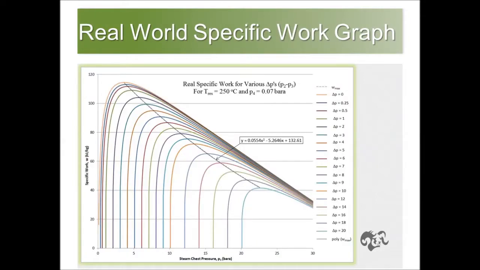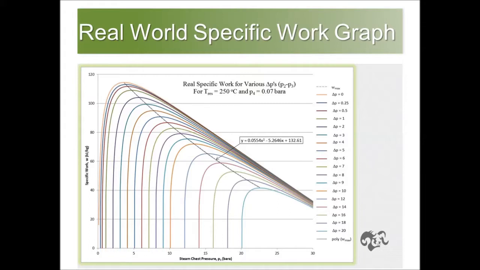In reality, there are pressure losses between the separator and the turbine steam chest. This graph shows a family of specific work curves for various pressure drops given a reservoir temperature of 250 degrees C and a condenser back pressure of 0.7 bar A. With increasing pressure losses, you'll get these lower curves. The optimal flash pressure where the curve's peak occurs increases. I've drawn a polynomial line through these peaks for this specific case just to show that the locus of these peaks follows a well-behaved curve.